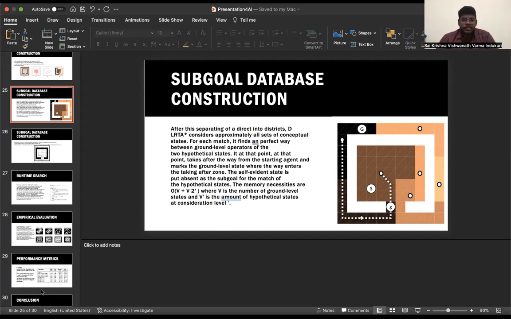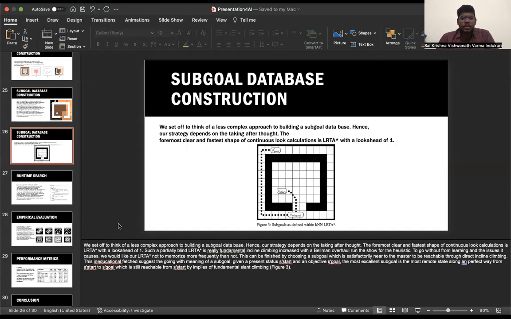The memory requirements are O(V plus V star squared), where V is the number of ground-level states and V star is the number of abstract states under consideration. So the sub-goal database construction. We set out to think of a less complex approach to building a sub-goal database here.